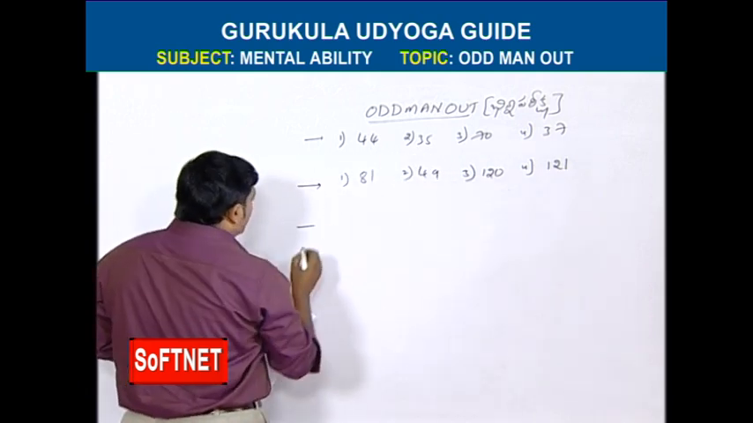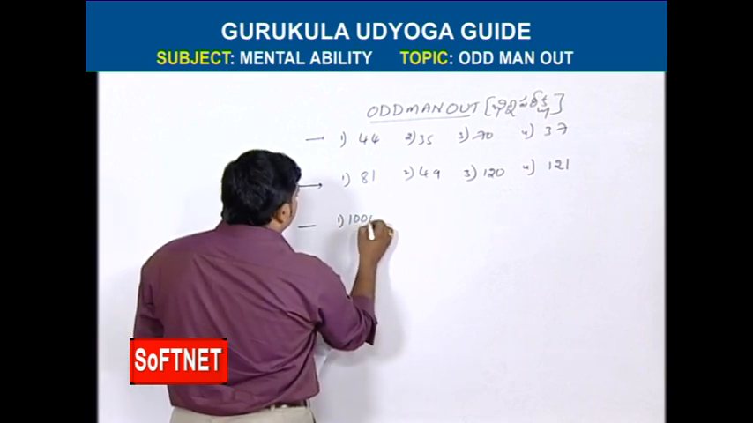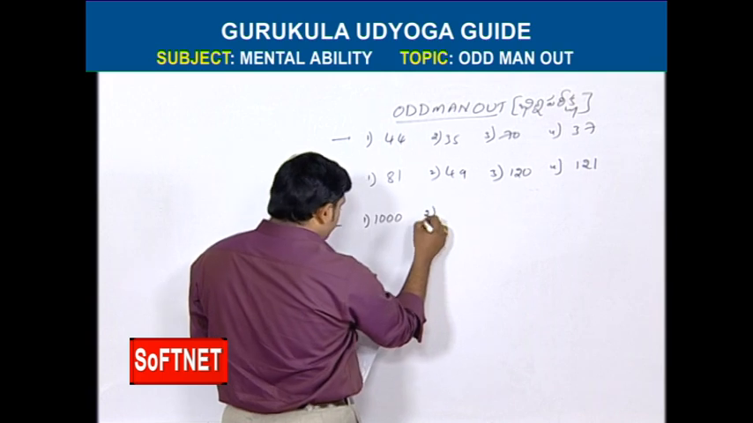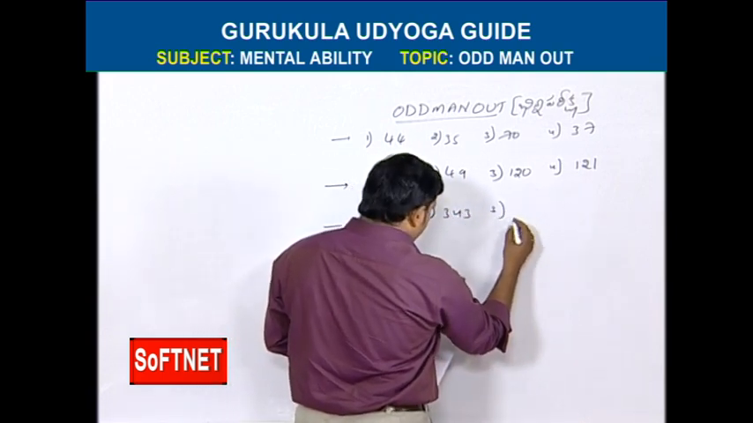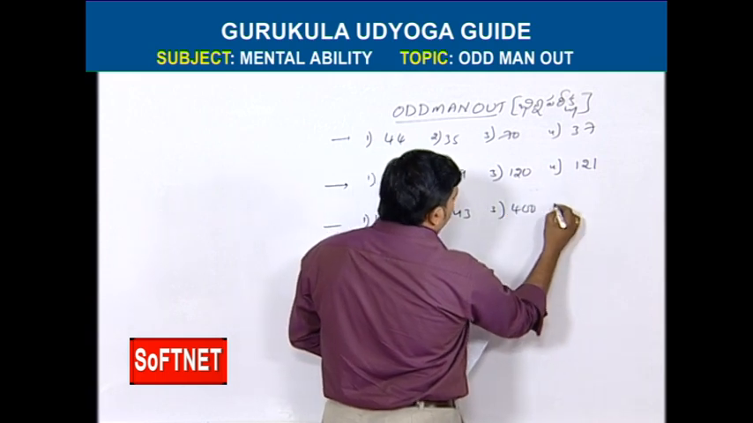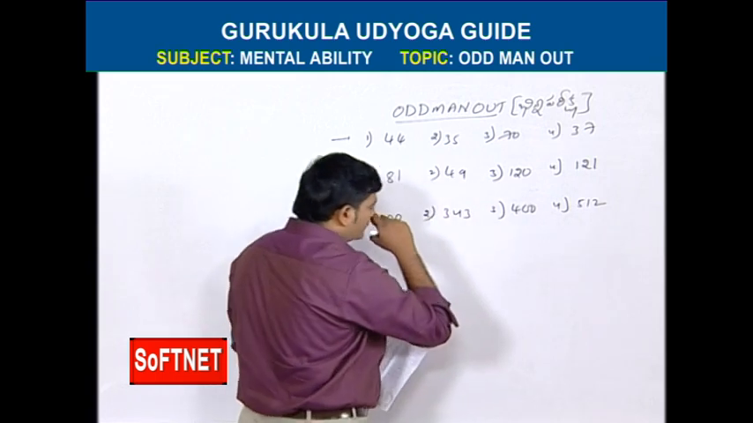And the third question: first option is 1000, second option is 343, third option is 400, whereas the fourth option is 512.